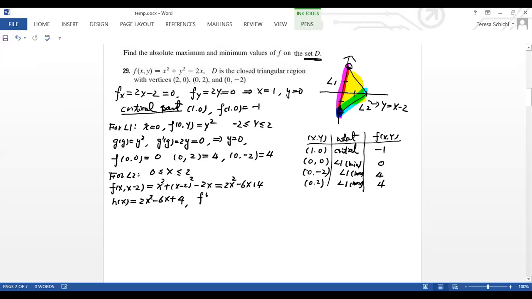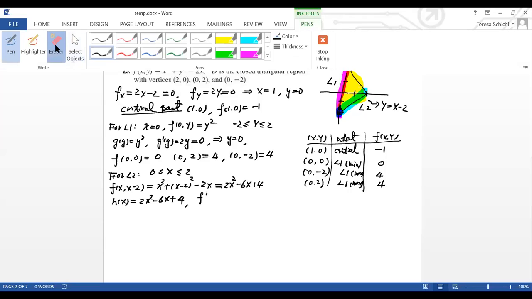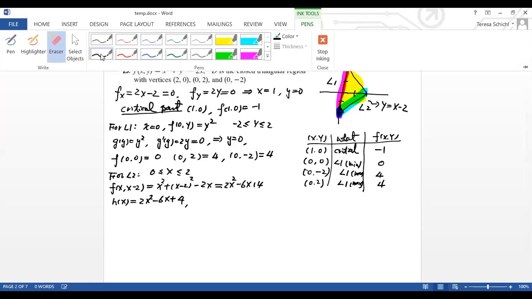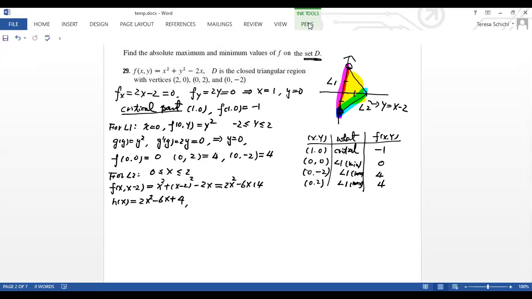Okay, take the first derivative. So the first derivative is h prime of x equal to 2x minus 6, correct? Oh no, the derivative is 4x minus 6, so set it equal to 0. So what is my x here? x equal to 3 over 2.